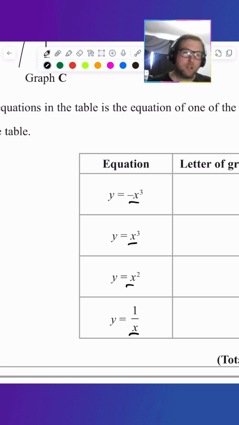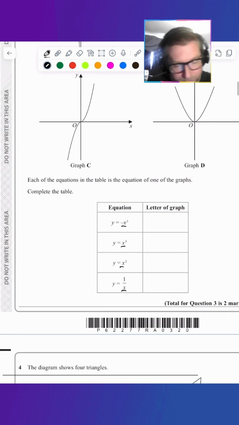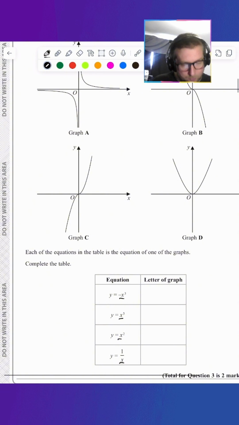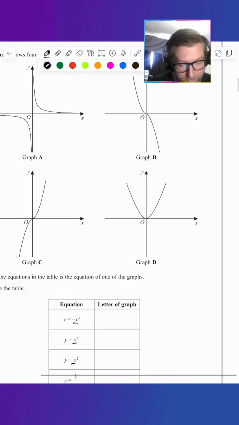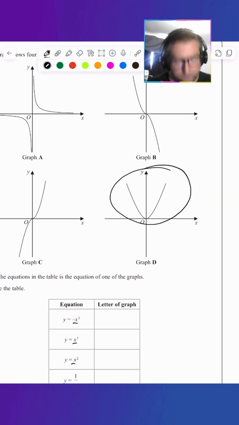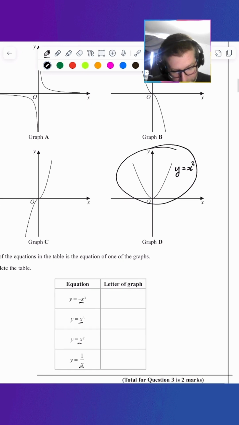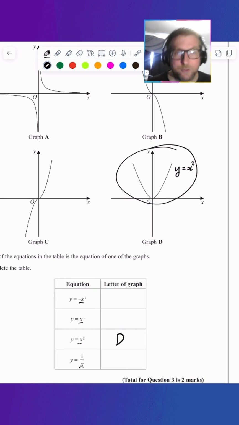This question is not intended for you to sit here working out what the graph looks like. You are supposed to know. The one we probably are most familiar with is this one, isn't it? When you've got a parabola like that, that is an x squared graph. So we could just label that D. There's no other parabolas, so we don't need to worry about it being the right one.